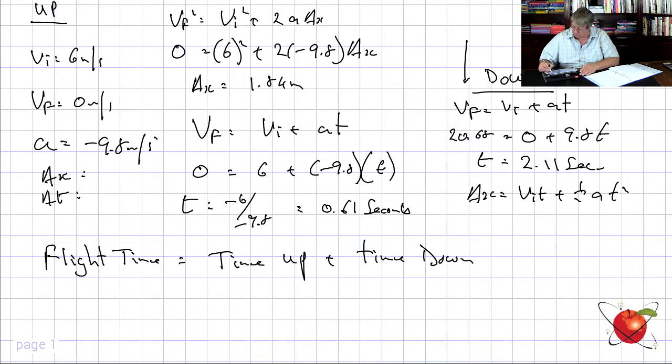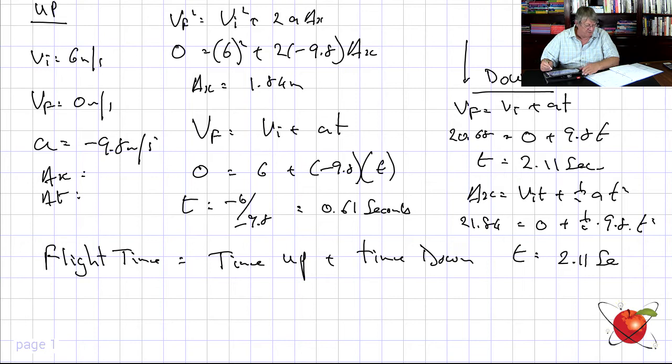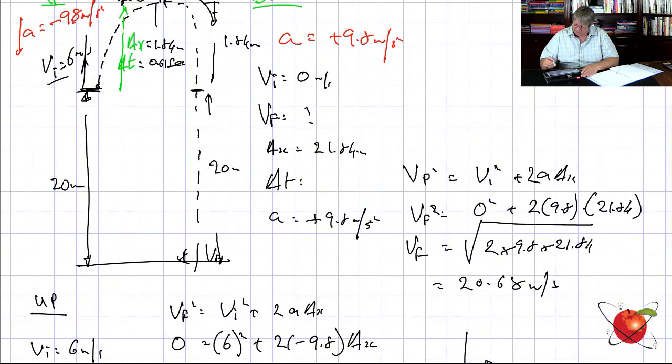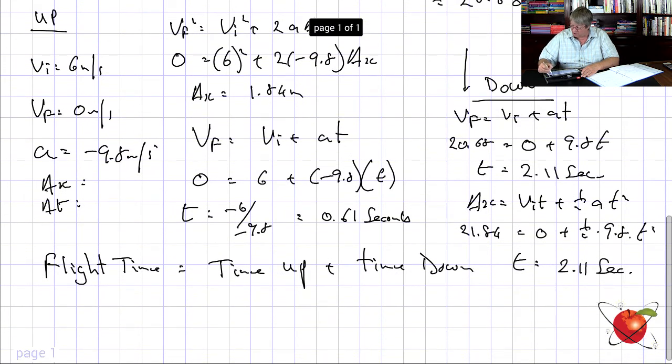Okay? 2.11 seconds. Okay? You could also have used, if you wanted to, you could have said delta X is equal to V initial time plus a half A T squared, right? We could have done that. So what we'd have put in there is the distance, which is, just check, 21.84, correct? 21.84 is the distance it fell. Initial times time is 0 plus a half times 9.8 T squared, and if you solve for T over here, you will get 2.11 seconds.